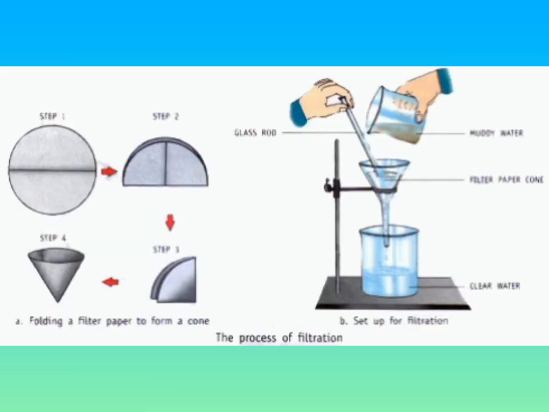Now we should pour the mixture of sand and water through the funnel. Now we can see that the water alone flows through the funnel into the conical flask and the sand is left behind in the filter paper. And the water in the flask is clean. So this process is called filtration.